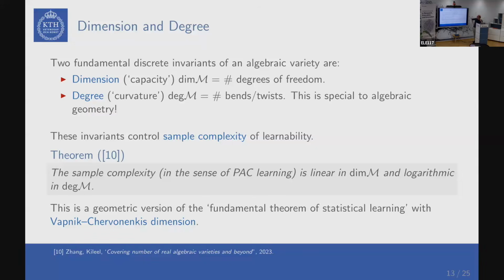And okay, so the first advantage of algebraic geometry: we have a new discrete invariant, the degree, that's related to curvature, that gives us a clean version of the fundamental theorem of statistical learning, a clean bound on sample complexity. And it's also nice what it implies. It implies that not only the capacity of your neuromanifold matters, but also how it's curved. So the more curved your neuromanifold is, the harder, at least from a PAC perspective, it is. The more samples you need to learn, the harder it is from a sample complexity perspective. Okay, so this is the statistical learning part of it.